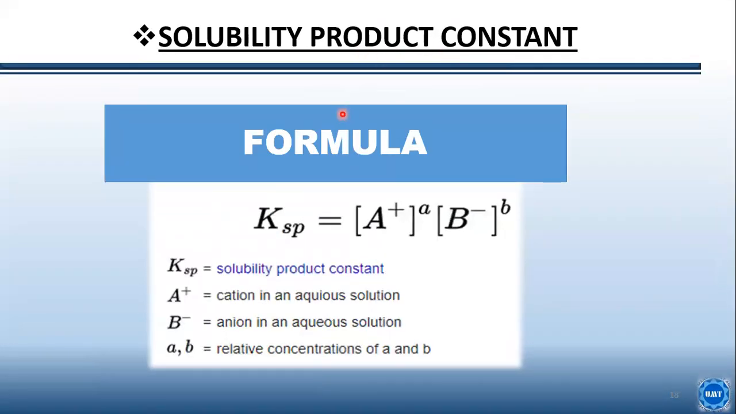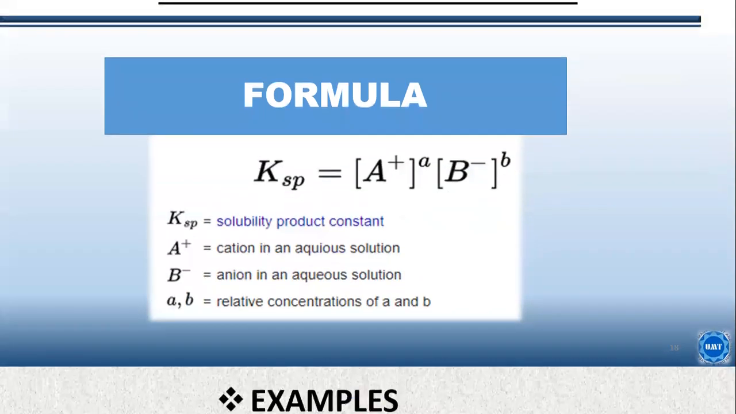Solubility product constant formula. This is the Ksp. This is the concentration of the cation having coefficient a as the exponent, and this is the molar concentration of the anion having b as an exponent of power. Ksp is the solubility product constant. It is the cation, it is the anion, and a and b are the relative concentrations of A and B.